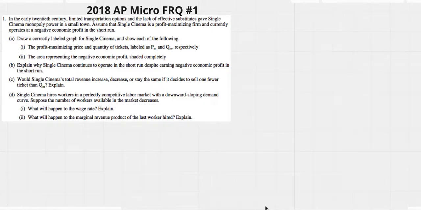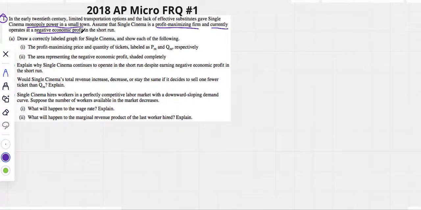Do 2018 AP Micro FRQ number 1. This is a monopoly. Single Cinema has monopoly power in a small town. Assume that Single Cinema is a profit-maximizing firm currently operating at a negative economic profit, also called a loss, in the short run. Draw a correctly labeled graph for Single Cinema and show each of the following.